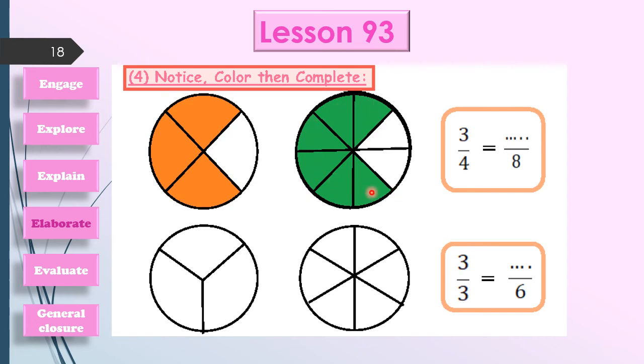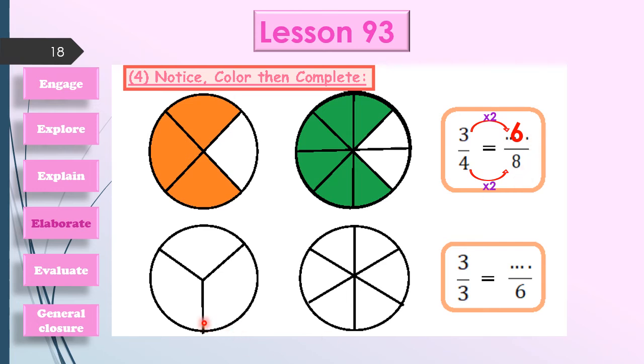I colored how many parts out of 8? It will be 1, 2, 3, 4, 5, 6. 6 parts out of 8. 6 eighths. Then 3/4 equals 6 eighths. Now mathematically, let's ask yourself, 4 by what equals 8? It will be by 2. As I do down in the denominator, I will do up in the numerator. 3 by 2 equals 6. It's the same result I got before, mentally. 3/4 equals 6/8. Good job.